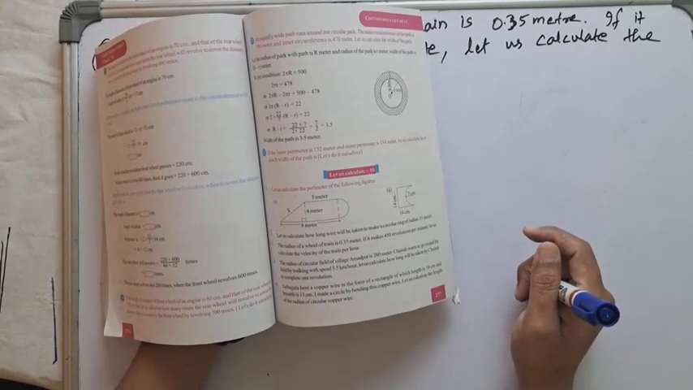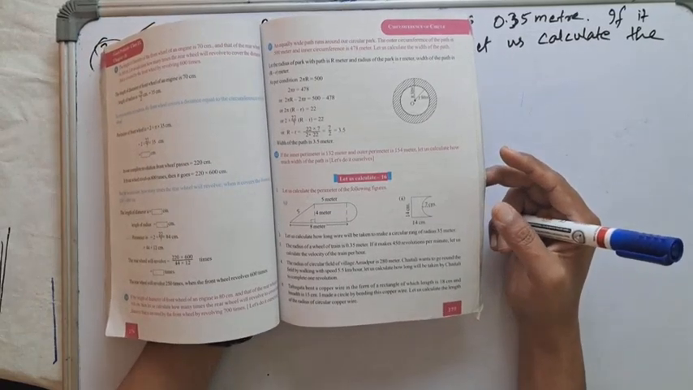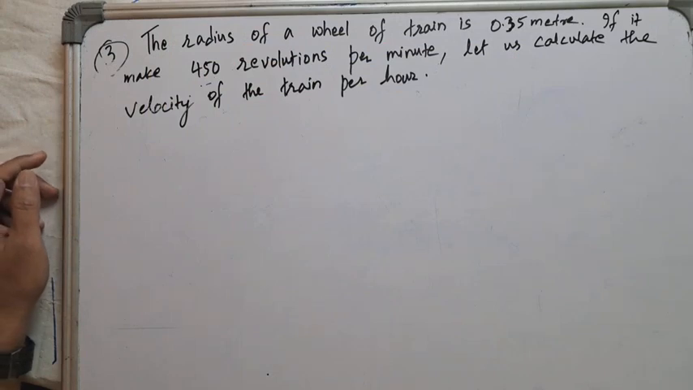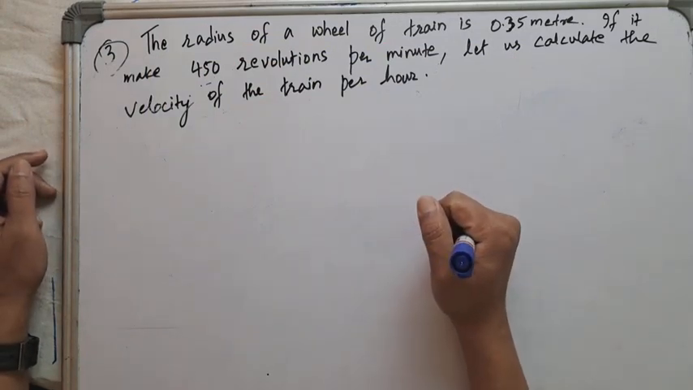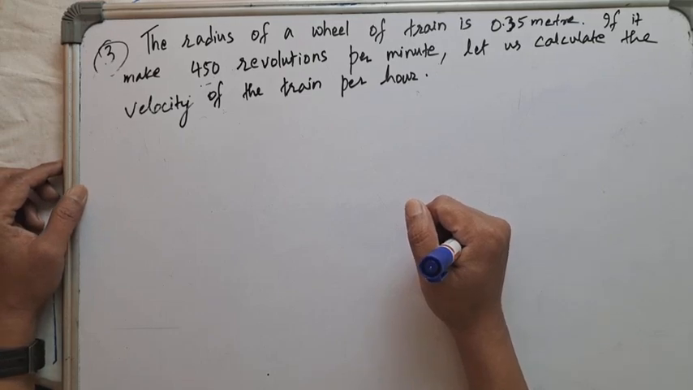Hello students, welcome back. So we are doing Circumference of Circle, chapter 16, page number 277 from the class 9 book of the West Bengal Board of Secondary Education, and we have completed till question number 2 in our previous video. So today we'll start right from question number 3.